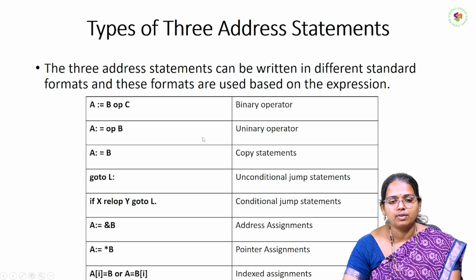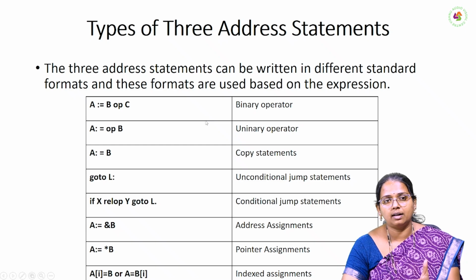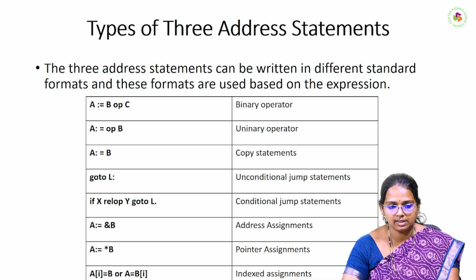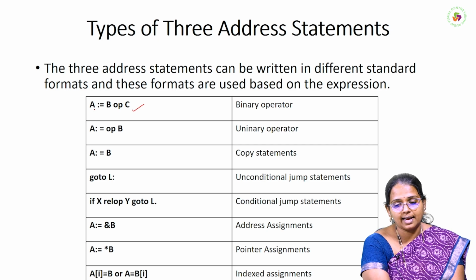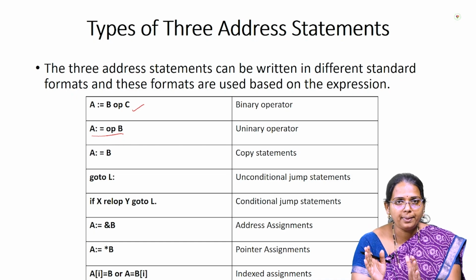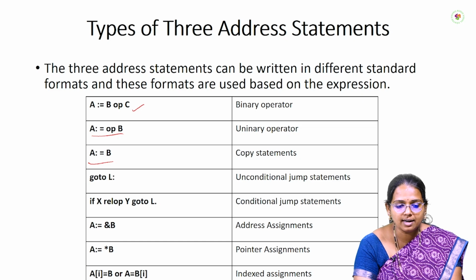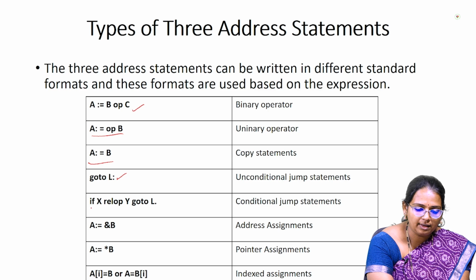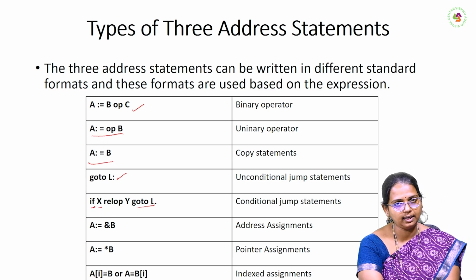We have types of 3 address statements. The 3 address statement is written differently for different types of operators. If the operator is a binary operator, then the 3 address statement is written like this. If the operator is a unary operator, then it is written like this. If you want to copy one statement to another, then A is equal to B. If you want an unconditional jump, then we write goto L. If you want a conditional jump, if X relational operator Y, goto L. Like this, we'll write the 3 address code.